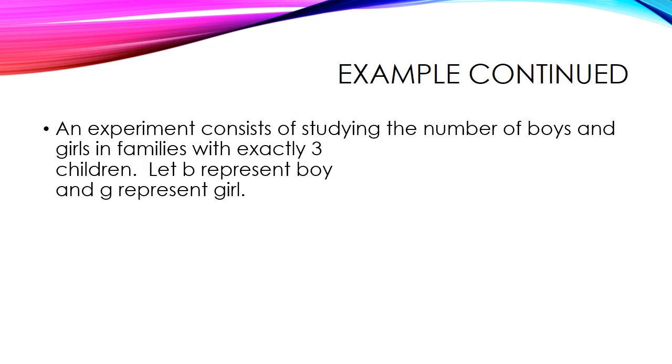Now we've got an experiment consisting of studying the numbers of boys and girls in a family with exactly three children. Let B represent boy and G represent girl. See if you can come up with the sample space of possibilities for the numbers of boys and girls in a family with three children. Pause the recording and then resume to see how you did.